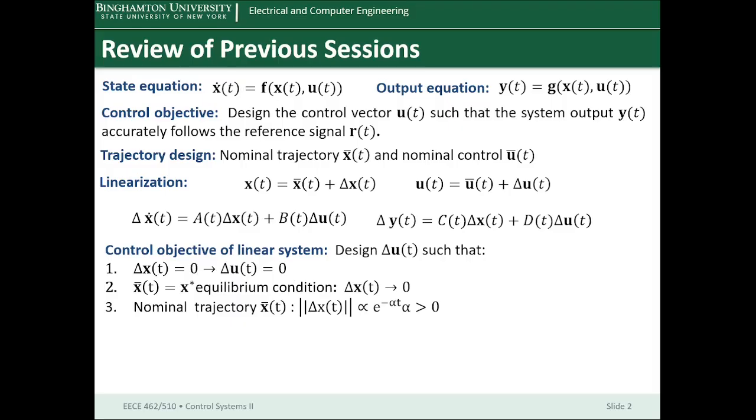This makes sense because we split the control into 2 parts: the nominal part u bar and the perturbation part delta u. If the system state equals the nominal state, then the control must also equal the nominal control. This ensures that the output remains equal to the nominal output, which itself follows the reference signal.